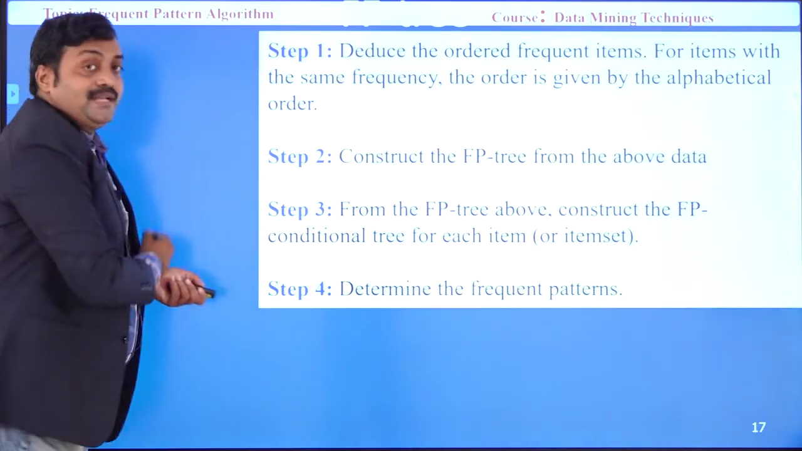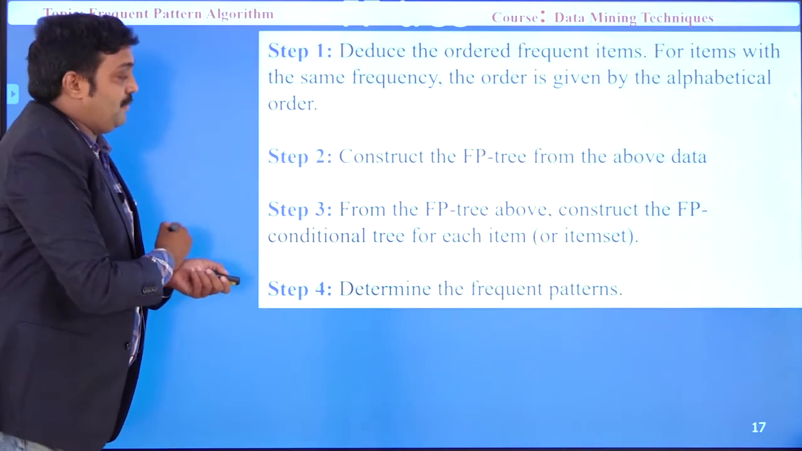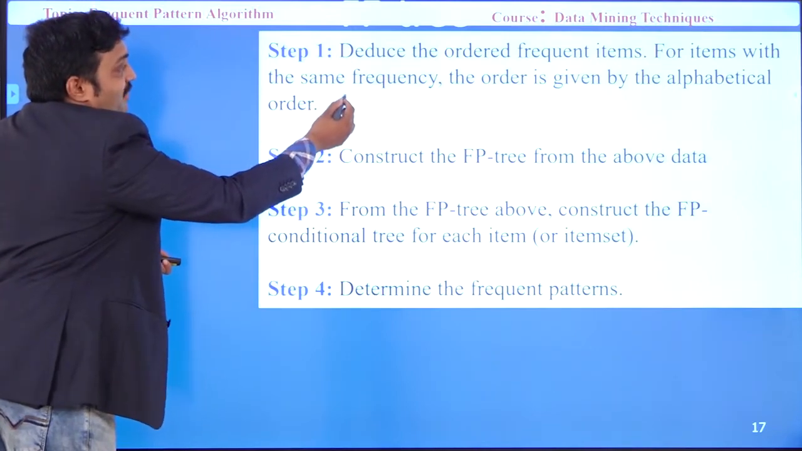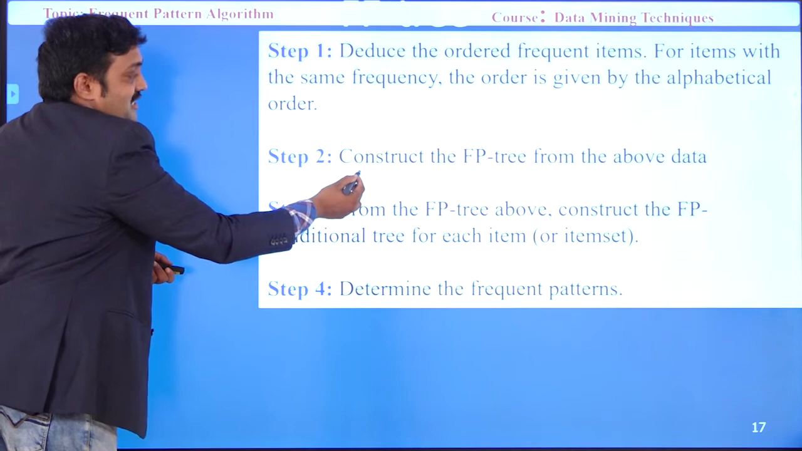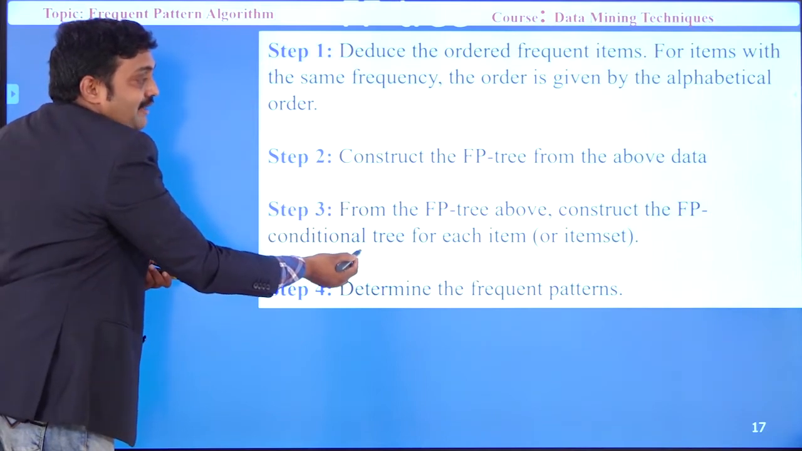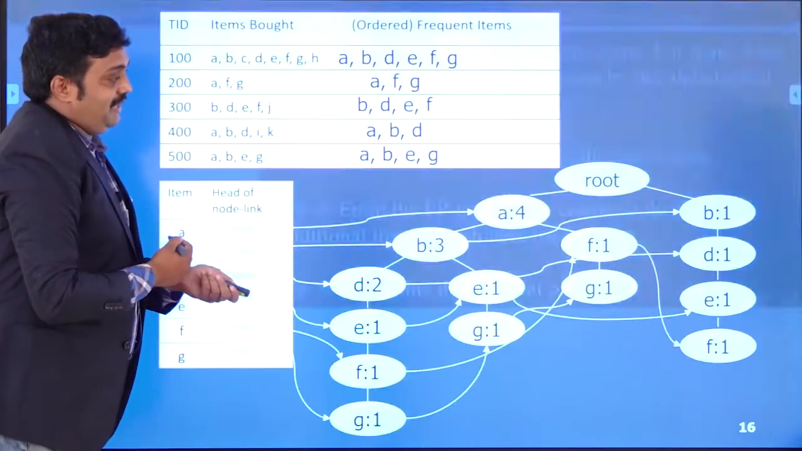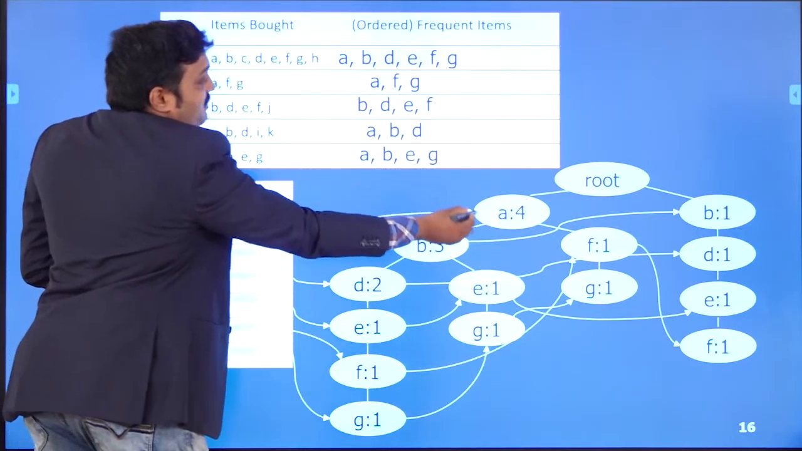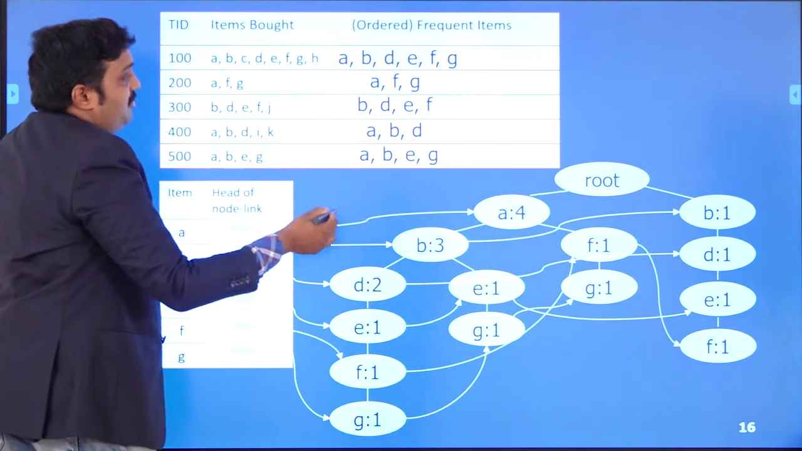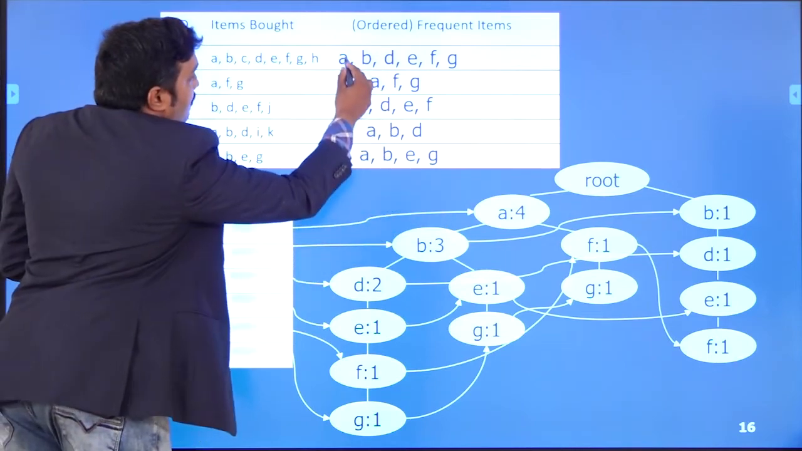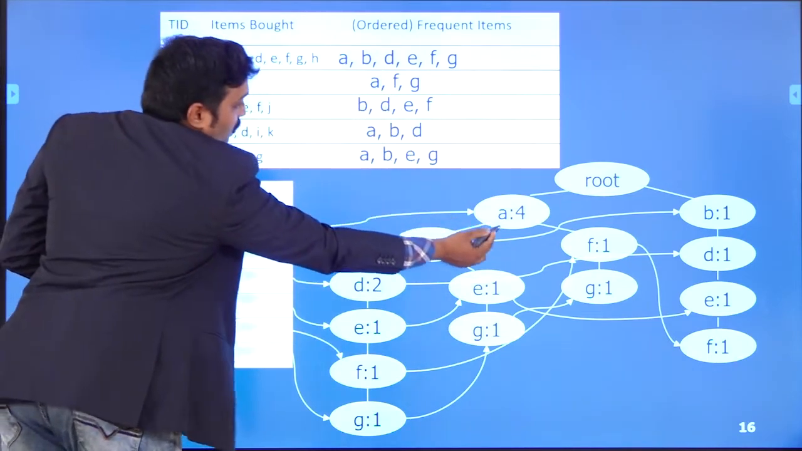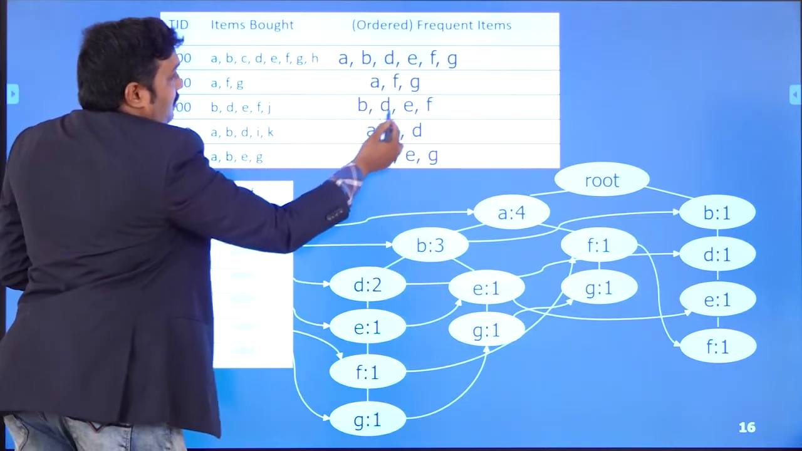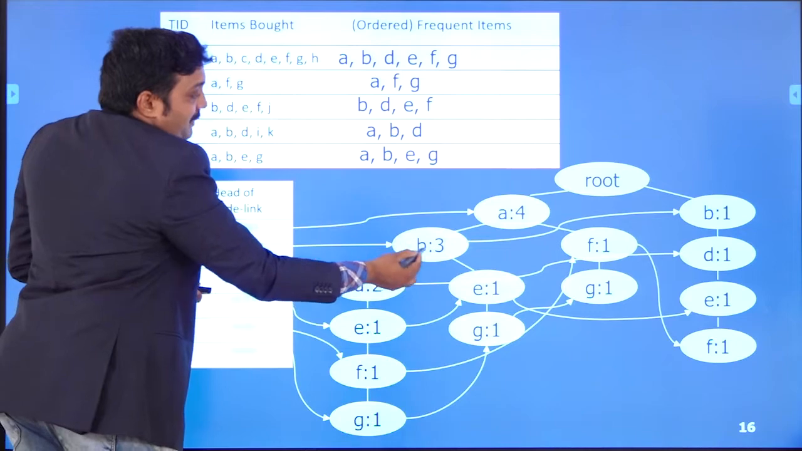That is step 3. Step 3 is where we apply the condition on the tree. In step 1 we got the frequent items, then we constructed the tree, and in step 3 we apply the condition on the tree. We have a tree. You can observe that A is 4 times, as we already know the frequency of A is 4: 1, 2, 3, 4. And B occurs here: 1, 2, 3, 4. But B here is 3.